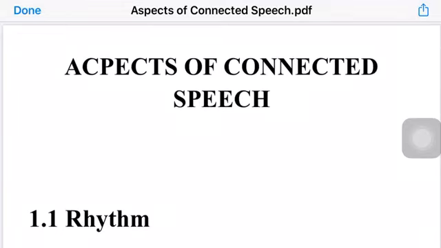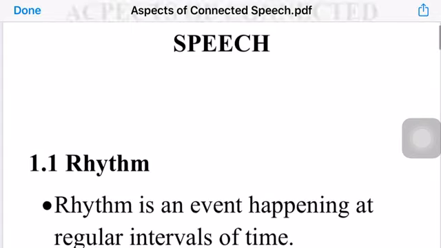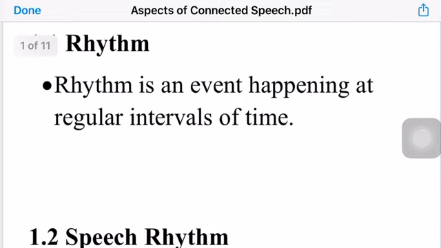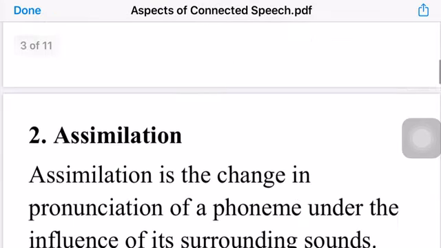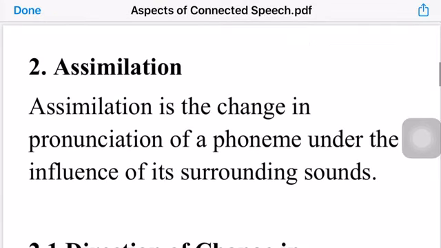Hello everyone. Today we're going to continue our discussion about the aspects of connected speech, which covers the main topics in chapter 14 in the Green Book. Previously, in the last lecture, we talked about rhythm, and we saw what rhythm means in terms of pronunciation in English. Today we're going to talk about a new concept, that is the concept of assimilation.